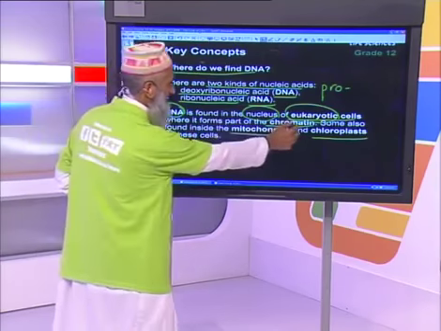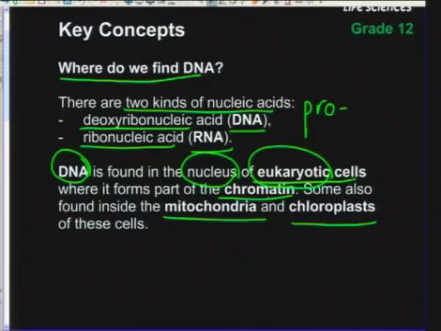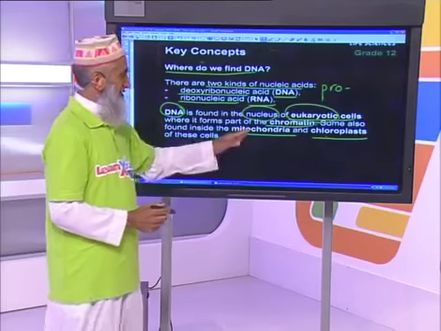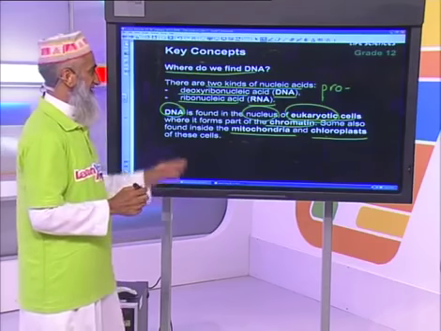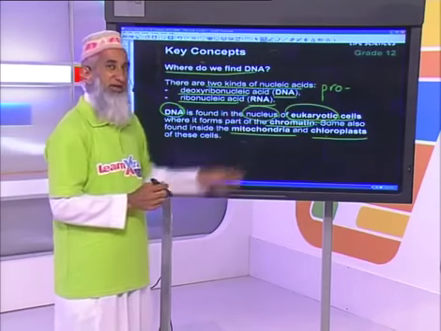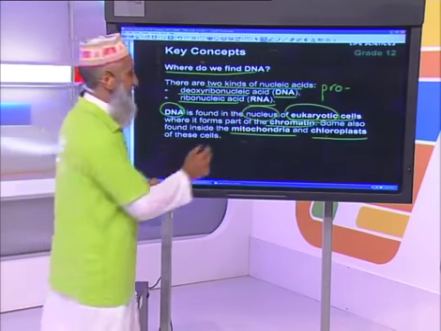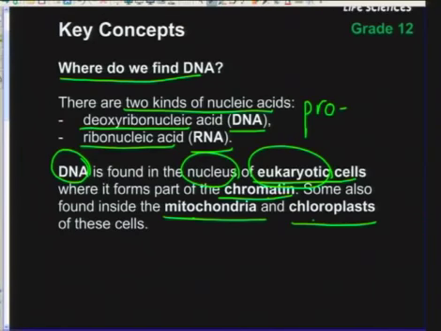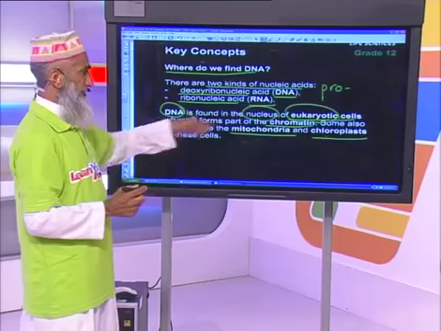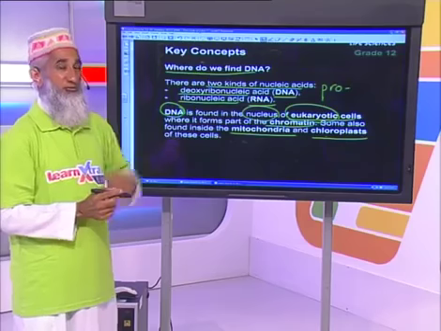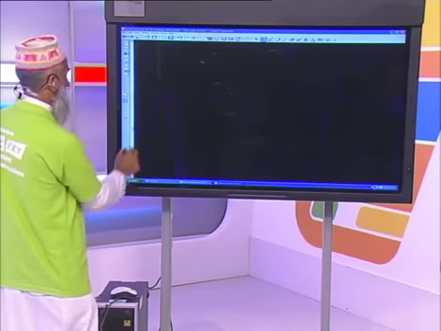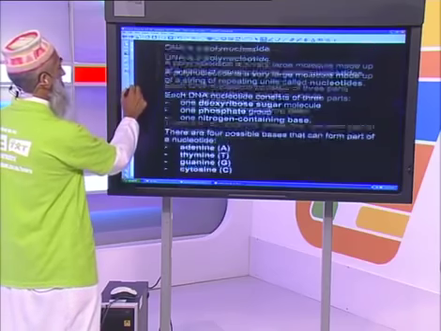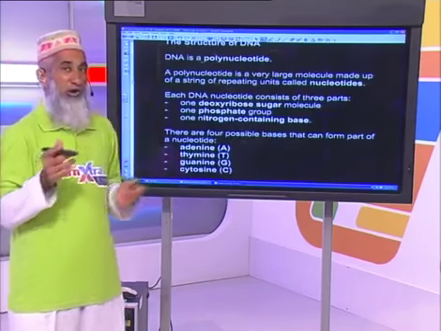In eukaryotic cells, DNA forms part of the chromatin, the chromosomes, and some is also found in the mitochondria and some in the chloroplast. Mitochondrial DNA, chloroplast DNA. We are very interested in this DNA that's found in the nucleus, and later in evolution, we are also interested in the mitochondrial DNA. As we progress with the work on DNA, you'll notice we'll talk more about mitochondrial DNA. So we know now where it's found.